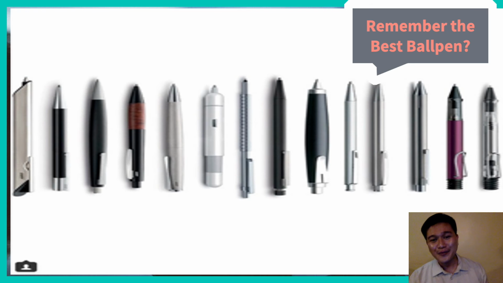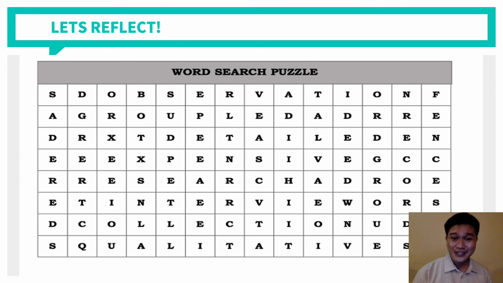So, while we're talking about the best ballpen in the world, let's use our ballpen in our word search puzzle. We have puzzles in our screen right now. It's not just a puzzle that you will have your answer. There are 10 words there. And with those 10 words, it is connected with our topic for today, data collection procedure.